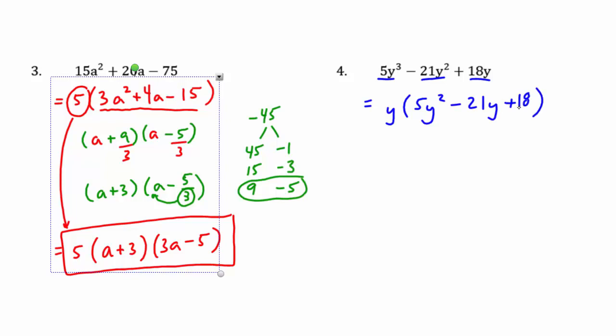It's 18, by the way. And so now I'll use the AC method, take the 5 and the 18 and multiply those two together. What's 18 times 5? 90. And what two numbers will multiply up to 90 and add up to this negative 21 inside? So again, both have to be negative for this to work.